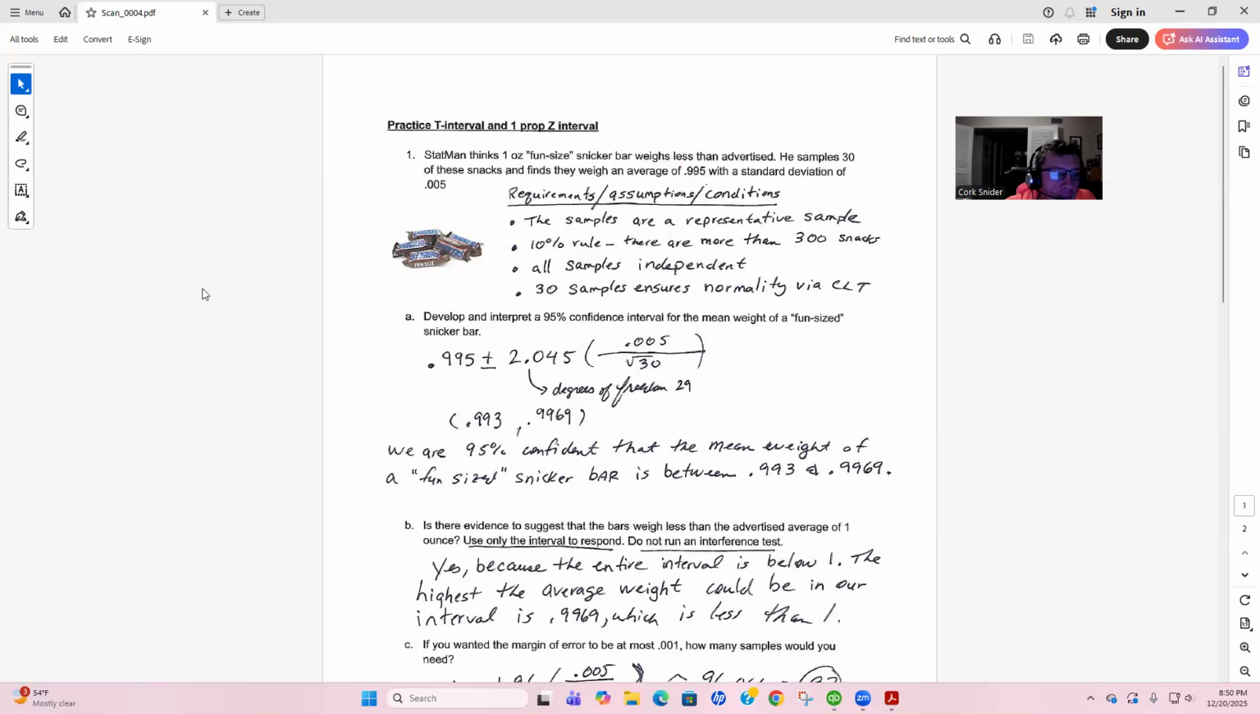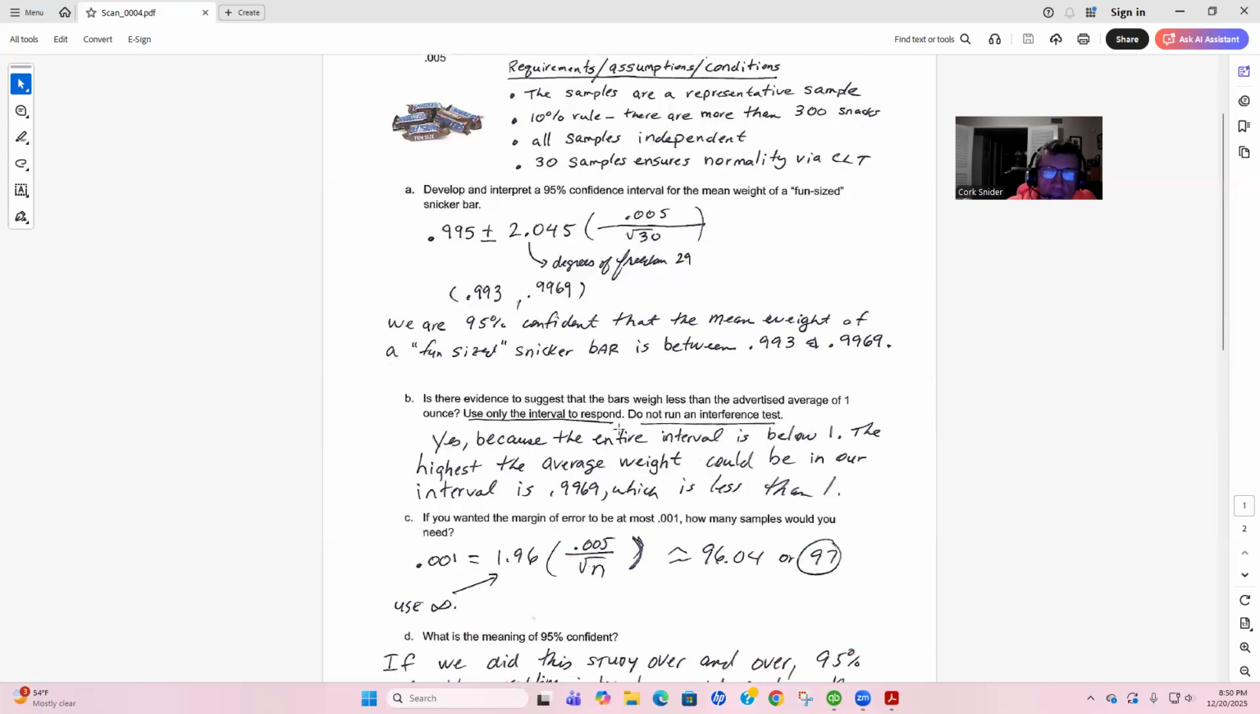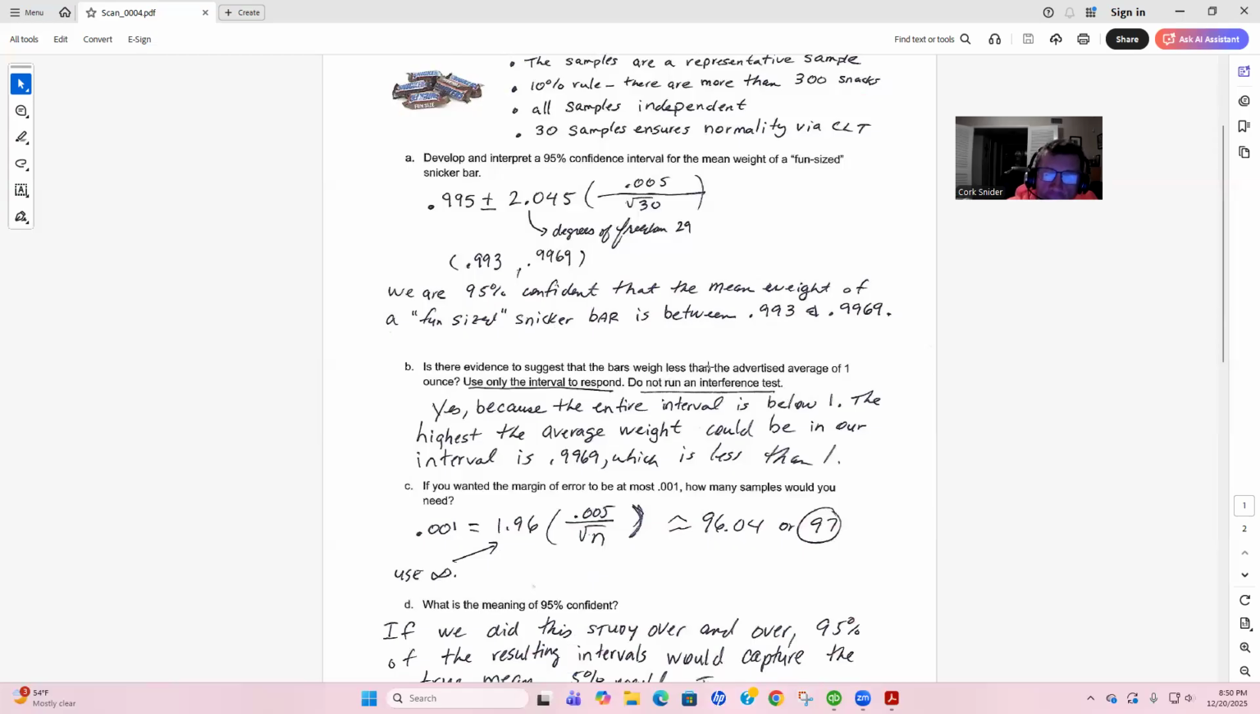Great. Okay. And then question B says, is there evidence to suggest that the bars weigh less than the advertised 1 ounce, the average size? Use only the interval to respond. You don't understand why that question is being asked, but there are other ways to prove things in statistics. That's going to be Chapter 9. Sometimes they'll give you a command on the AP test, use only the interval to respond, because there's multiple ways of doing that. And if I go to Desmos, you'll see that pretty clearly. All right. And yes, because the entire interval is below 1.